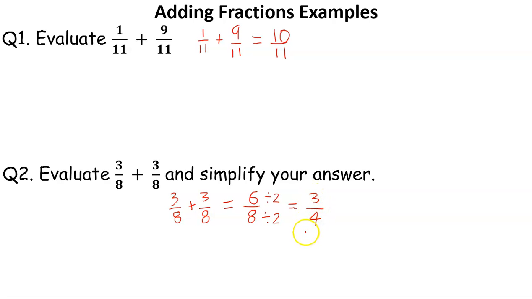So this is now my final answer, okay? And that's what you'll be expected to enter into MathSpace. I suggest you actually pause and copy these examples into your workbook, please. Moving on.